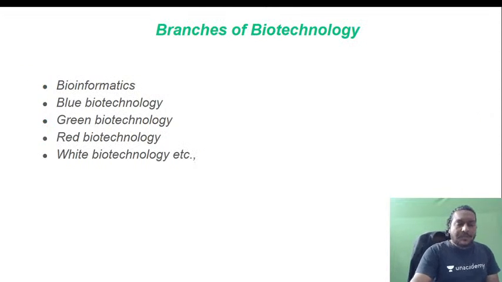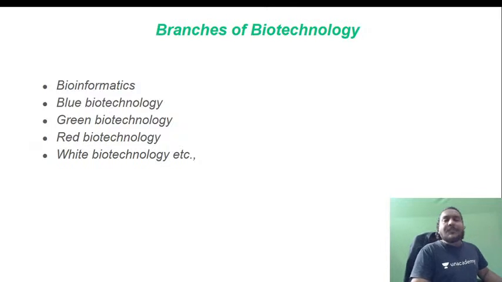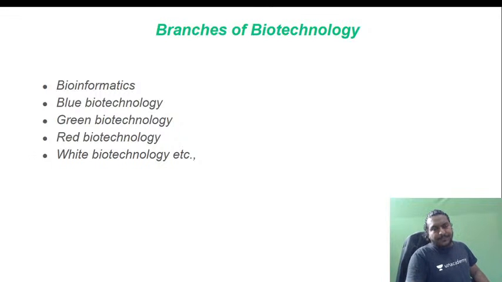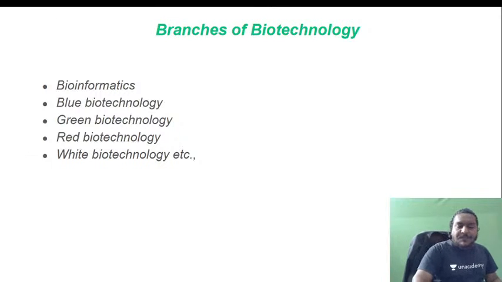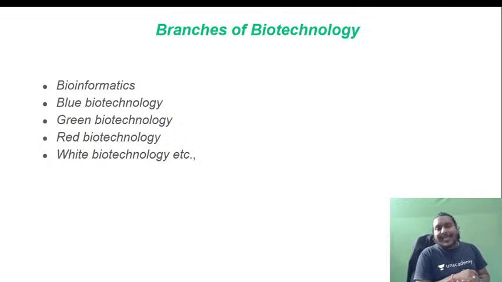Now, moving on. How do you use biotechnology? That would decide a variety of things for us. For example, we have different branches of biotechnology. One we call bioinformatics. Then we have blue biotechnology, green biotechnology, red biotechnology, and white biotechnology. All these different terms indicate different methods of how you are using biotechnology.